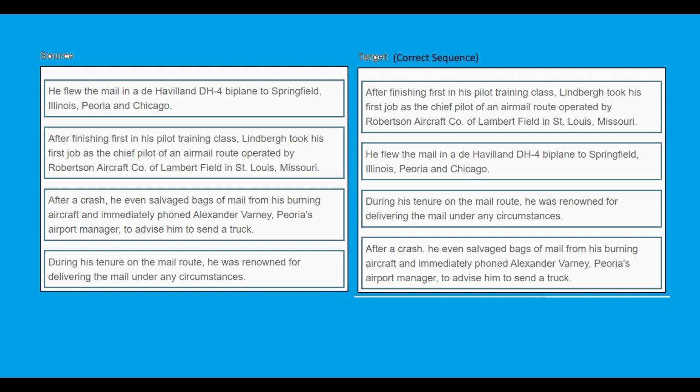So again, you see in the third sentence, it says mail route. And on the mail route, which route? That has been specified before. And now you work on the clues of the third sentence. That is, he was renowned for delivering the mail under any circumstances. So he had a reputation, renowned, and any circumstances. That's why an example of a circumstance is given in the last sentence. So you see, the last sentence doesn't give any flavor of a conclusion, but by sequence, that is the conclusion.